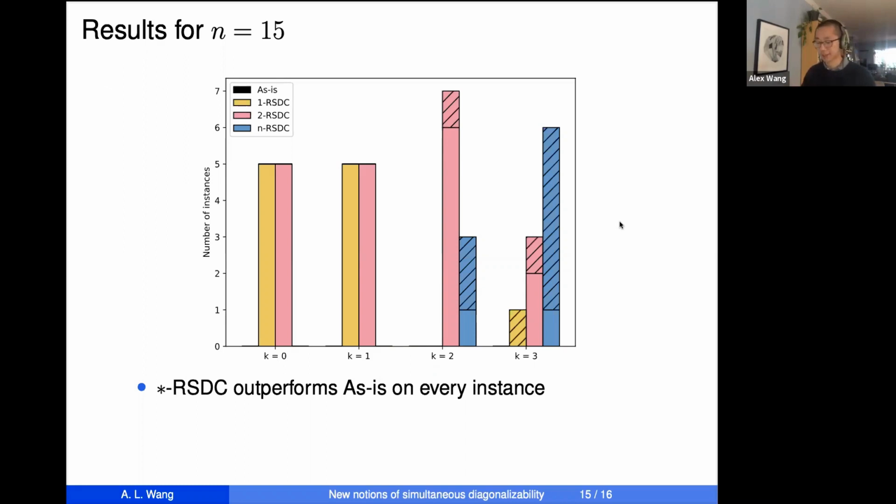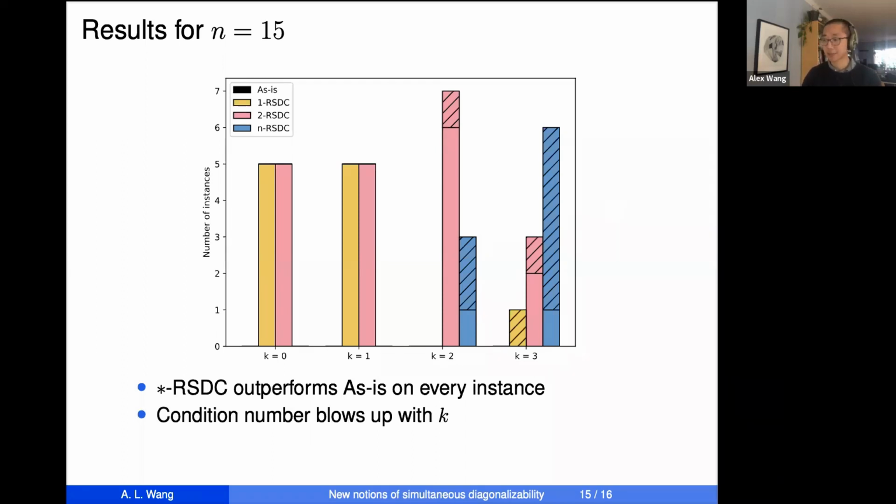Going into these experiments, I was expecting the 1-RSDC and 2-RSDC algorithms to completely outperform the n-RSDC algorithms. So what is happening is that as k increases, these constructions that we're doing require inverting larger and larger matrices, which are themselves ill-conditioned.